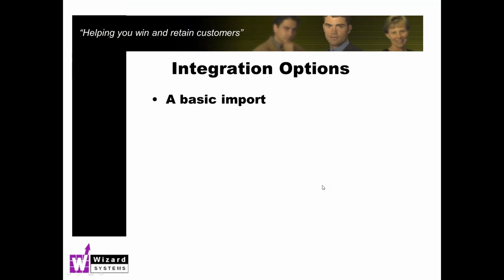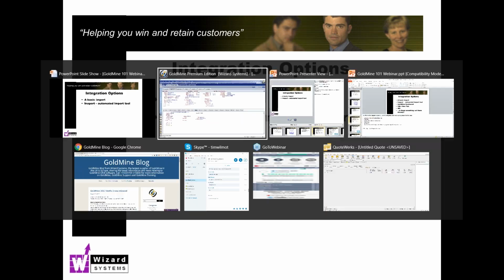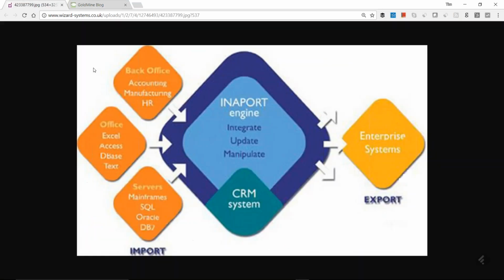Okay, option number 2, just advancing on importing data, is a very popular utility that we supply with GoldMine called InnerPort. And this is a bit like the Swiss Army knife of GoldMine. This can do automated imports and exports, a scheduling capability. I've got a little diagram to explain what this is all about. Here we go. So this is a diagram of what InnerPort does.